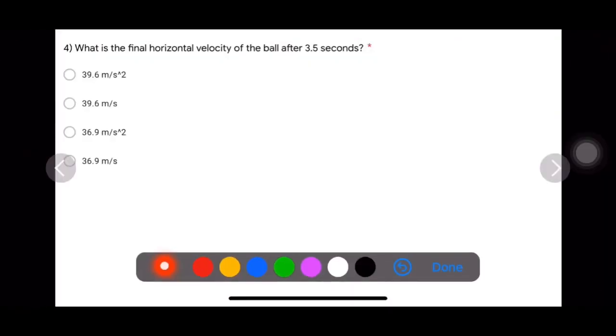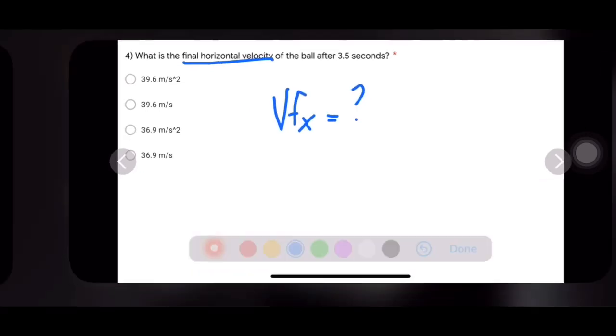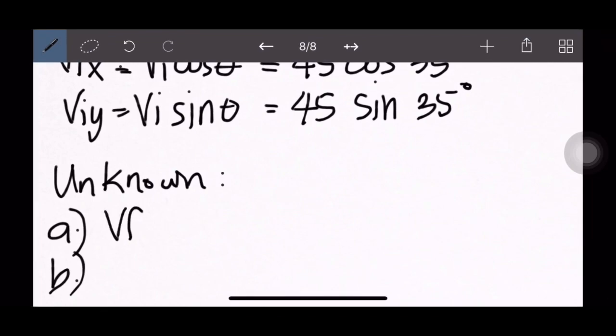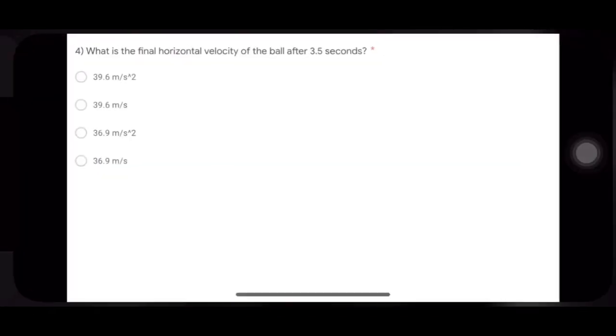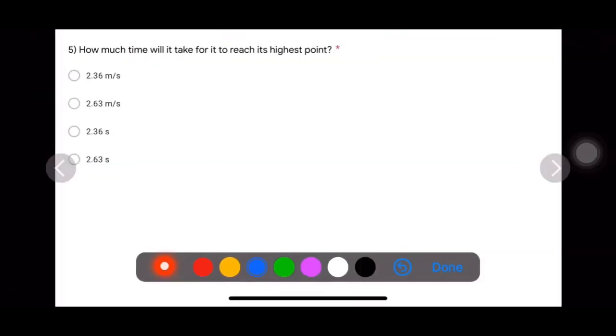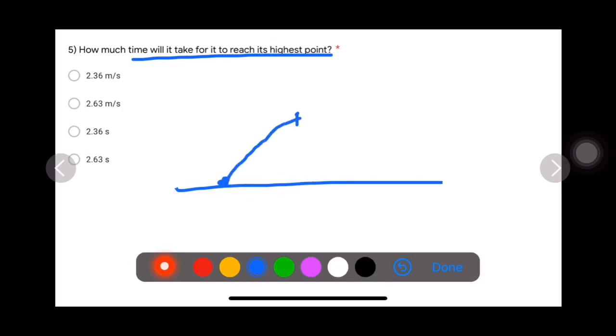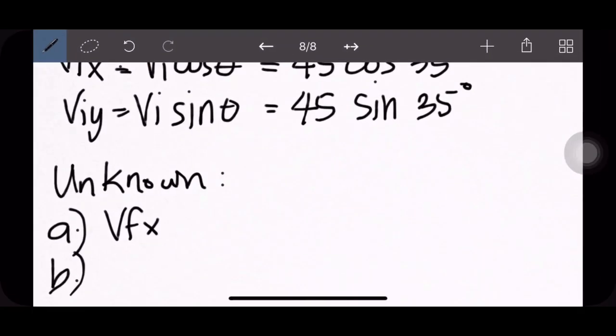What is the final horizontal velocity? So that's the final velocity along the horizontal, that's the first one, VFX. Second one, how much time will it take for it to reach its highest point? So when the ball was hurled from the starting point up to the highest point there, that's going to be the time at maximum height. So small t.